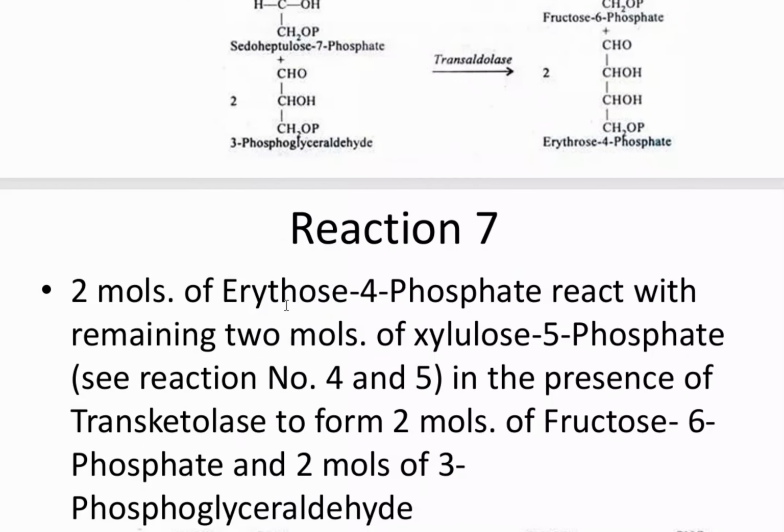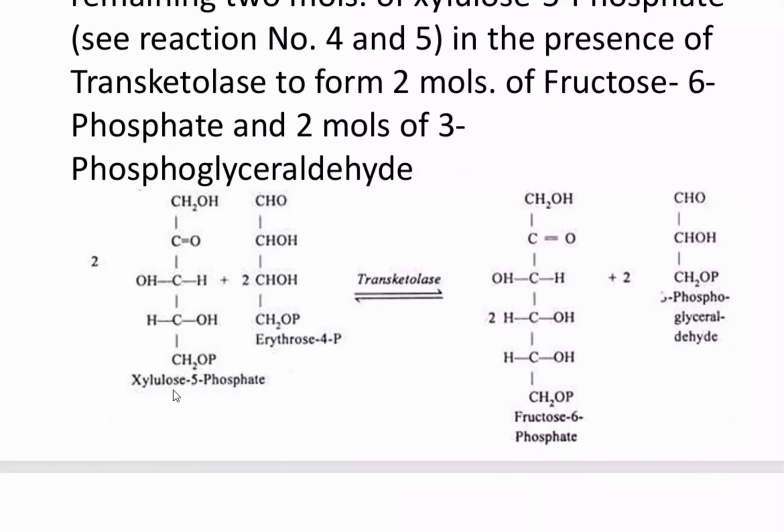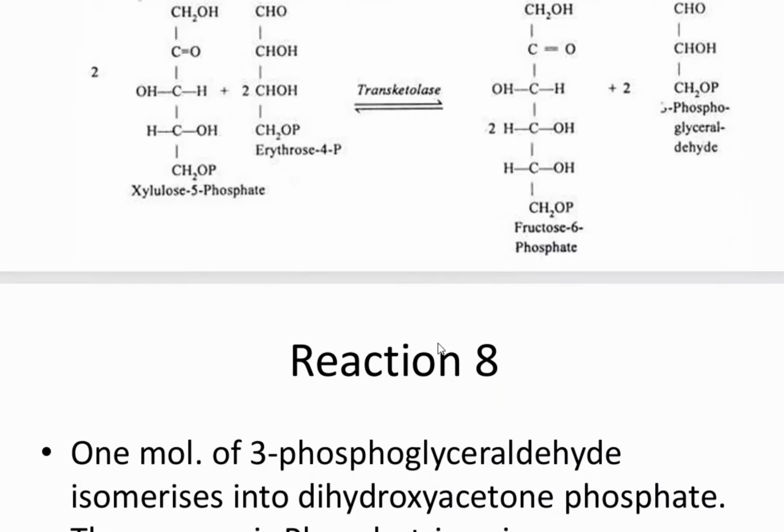Now reaction 7, this erythrose 4-phosphate reacts with the remaining 2 molecules of xylulose 5-phosphate in presence of transketolase to form 2 molecules of fructose 6-phosphate and 2 molecules of 3-phosphoglyceraldehyde. So this is erythrose 4-phosphate and xylulose 5-phosphate. It will convert to form fructose 6-phosphate and phosphoglyceraldehyde with the help of the transketolase enzyme.